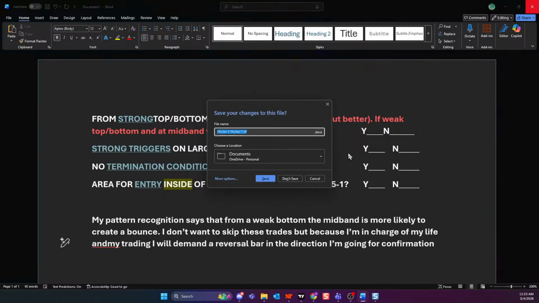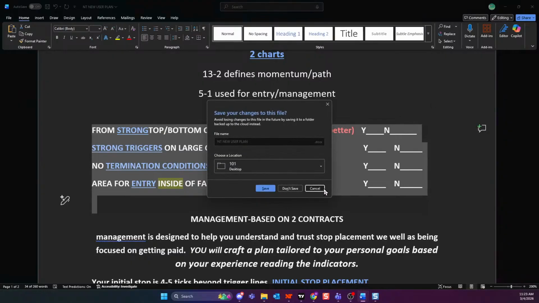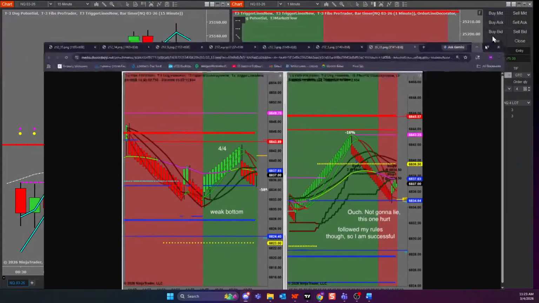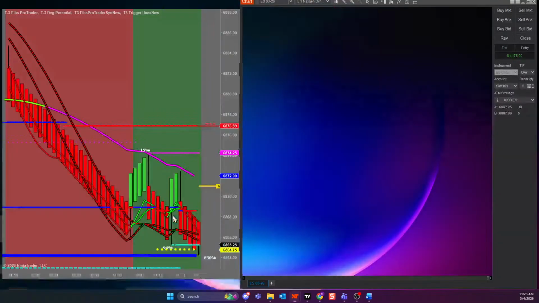Nathan, you'll have to decide what at the mid band means. You'll have to go back and say, oh, look, my large triggers didn't make it through the mid band. I'm at the mid band. You may have to go back and say something. Oh, look at that. The entry was below the mid band. The mid band never broke. I'll be damned. Let me find it.